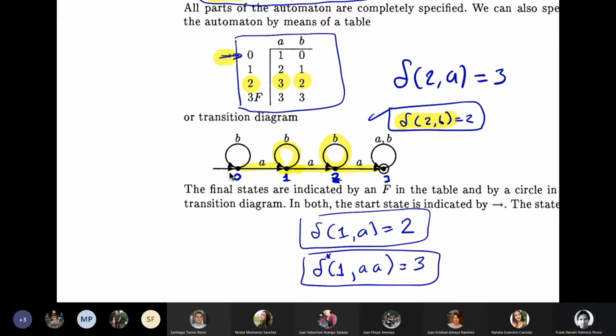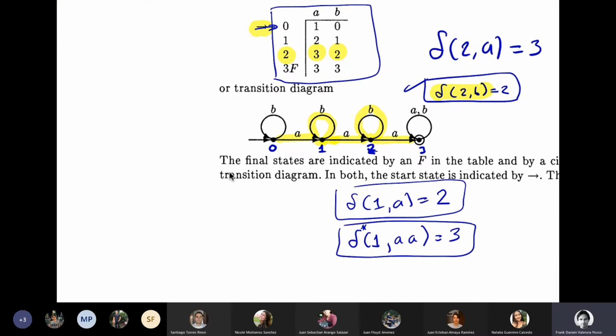Now, here is the question. How would you define delta star? Let's say we want to define delta star inductively as follows. We want to define delta star in terms of P and an arbitrary string, let's say X. And we want to take two cases.